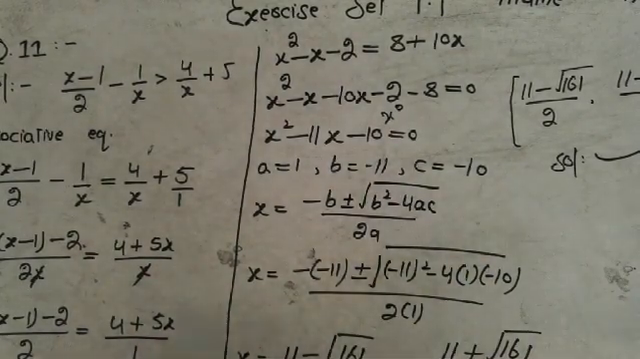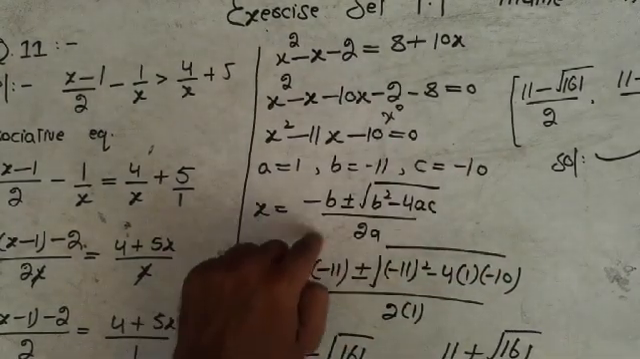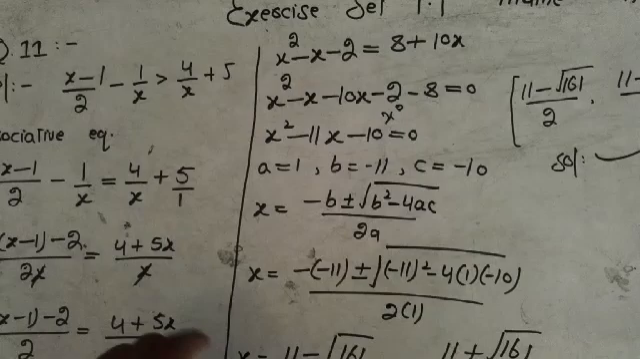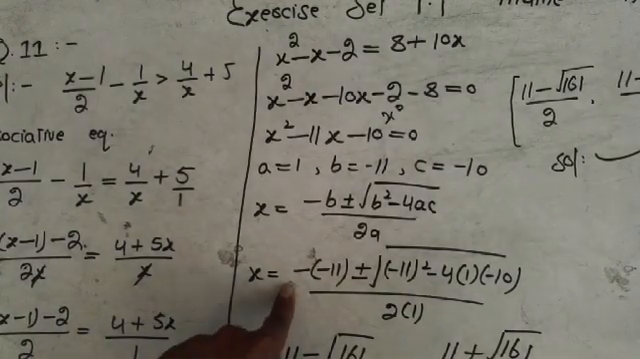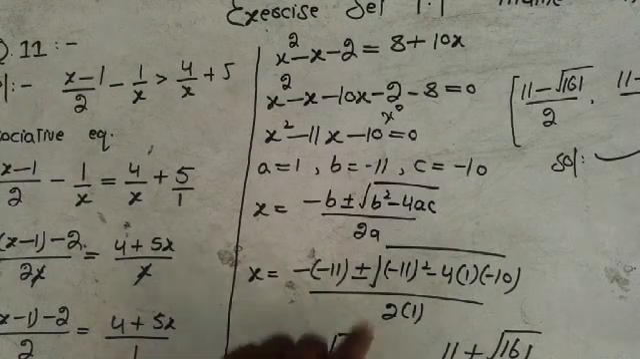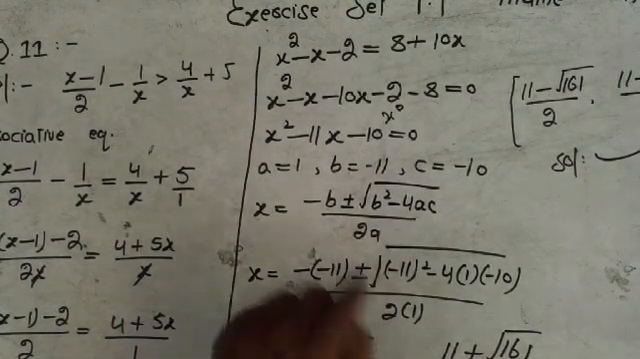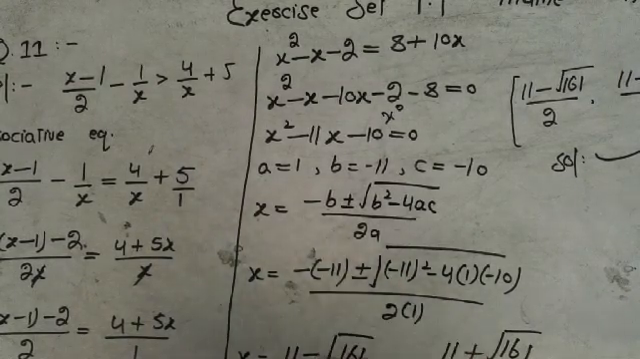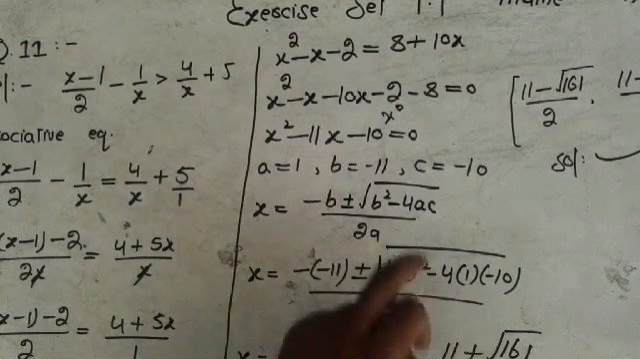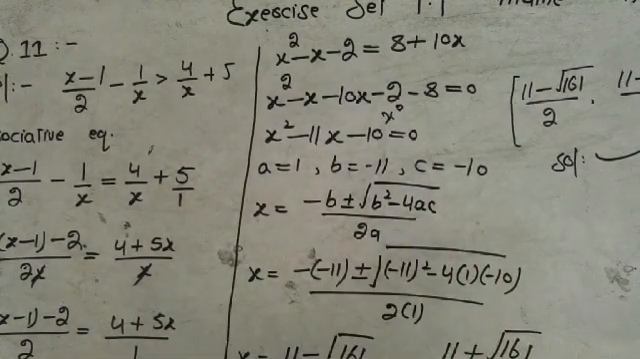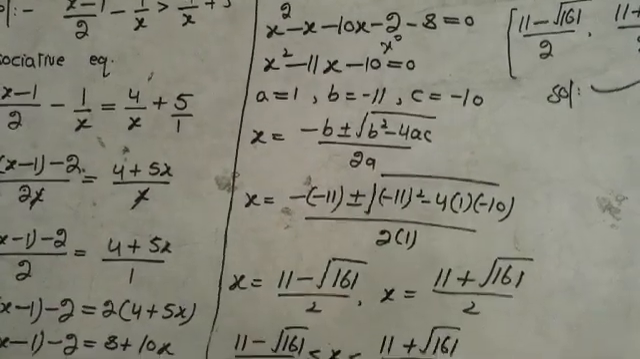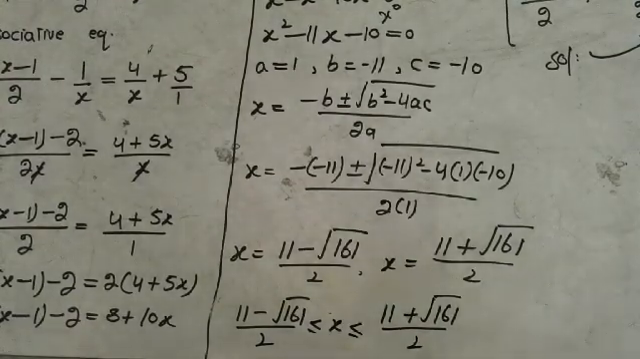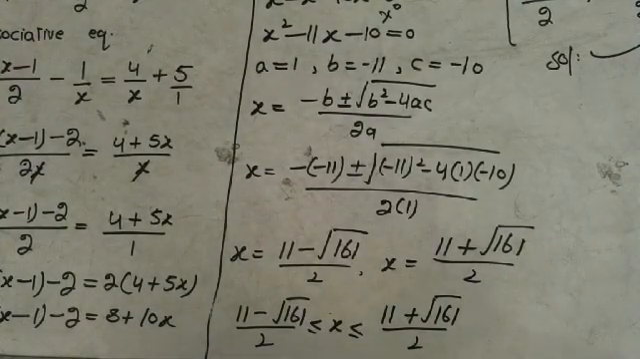So now we will put all these values into this second order formula. Then we get x equal to minus (the value of b, which is minus 11) plus minus the square root of (minus 11) square minus 4 times (the value of a, which is 1) times (the value of c, which is minus 10), divided by 2 times the value of a, which is 1. So when we solve the second order formula, we get the two values of x. This value and this value.